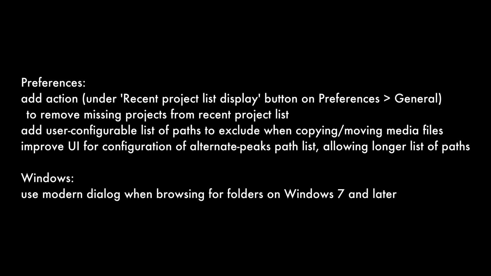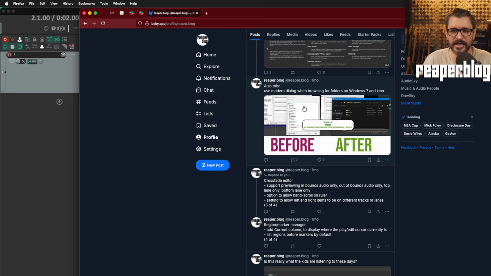Preferences. Add action under Recent Project List Display button on Preferences General to remove missing projects from Recent Project List. Add user configurable list of paths to exclude when copying, moving media files. Improve UIs for configuration of alternate peaks path, allowing longer list of paths. And on Windows, use modern dialog when browsing for folders on Windows 7 and later. Let's do that last one first.